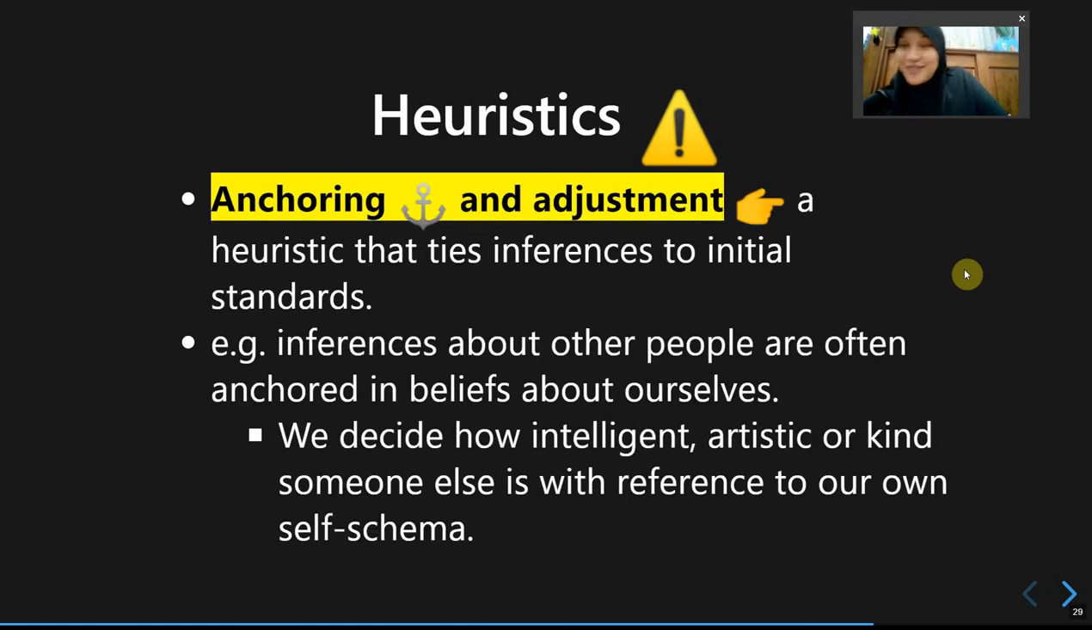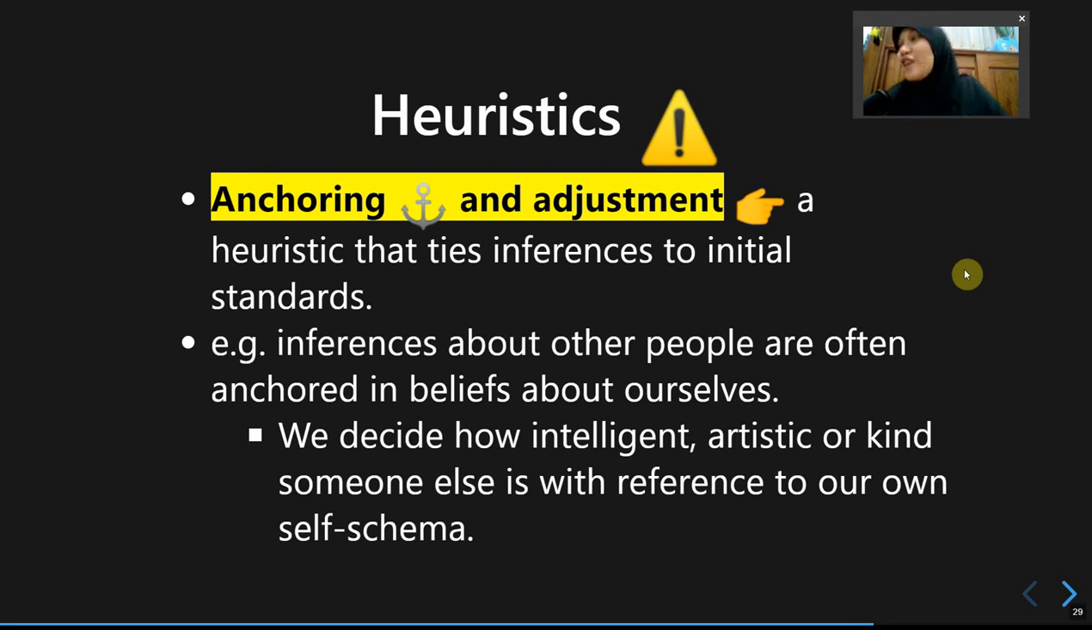Or we also do adjustment and anchoring. So when we try to form an impression about other people, we compare those people with ourselves as a baseline. That's why people could differ in forming an impression about the same person, because we have different baselines, different comparisons. We tend to compare with ourselves.